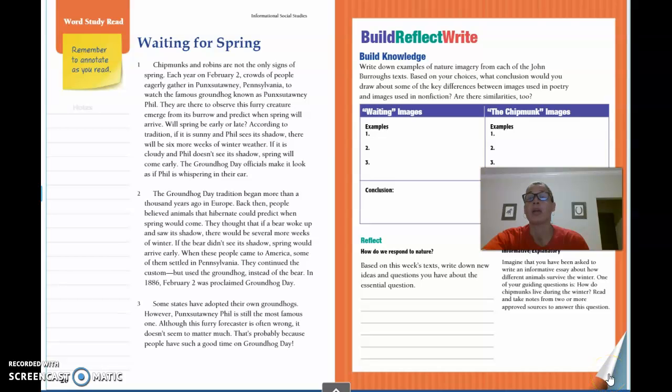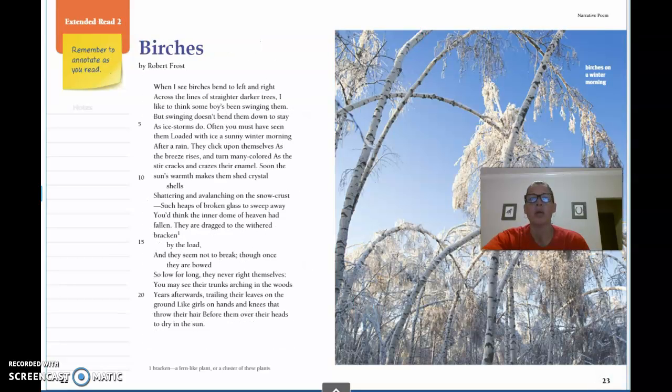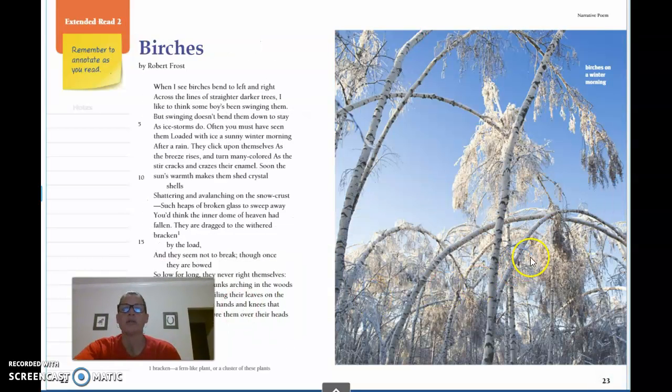Okay, waiting for spring. So you could either be thinking about seasons and how different seasons make you feel. This story is The Birches. So these are birch trees. Notice the trees. Think about the season. Does this picture spark a feeling or a thought or a connection in your mind?